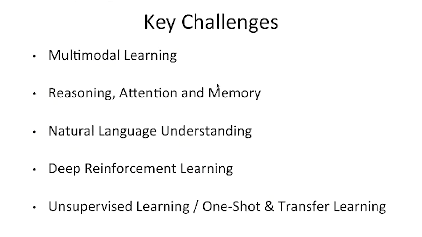Reasoning, attention, and memory. This is something that we see more and more in deep learning. How can we build systems that can reason, that can attend to the right parts of information, as well as how can we have systems that have memory? I'll show you some examples of that. Natural language understanding is another big area, and reasoning and natural language understanding is something that's extremely important. And again, through this presentation, I'm going to show you some examples of that.